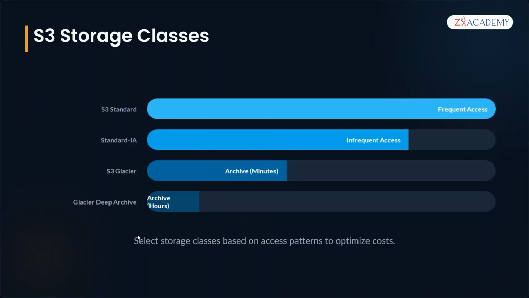So quickly, the storage classes that we discussed yesterday: Standard is for frequent access, when you are accessing your objects more than once in a month. Standard-IA you can go for if you are accessing your data once a month. Glacier you can go for if you are accessing your data once a quarter. And Glacier Deep Archive if you are accessing your data once a year. Based on such use cases, you can go for the class, because with that the cost will come down as you move to archive storage.